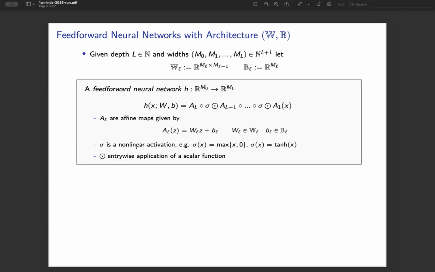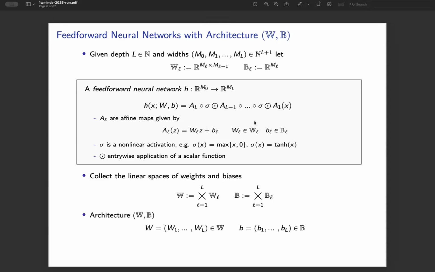Sigma is a nonlinear activation, for example, the rectified linear unit, which just zeroes out negative entries of the vector, or for example, the tanh function. During the theoretical portion, I'm going to focus on the ReLU, and in our computations, we actually end up using the tanh. Here, you apply the affine mapping, then the nonlinearity, and then the affine mapping and the nonlinearity again. And here the sigma dot is meant to represent the entry-wise application of the scalar function, these scalar nonlinearities.